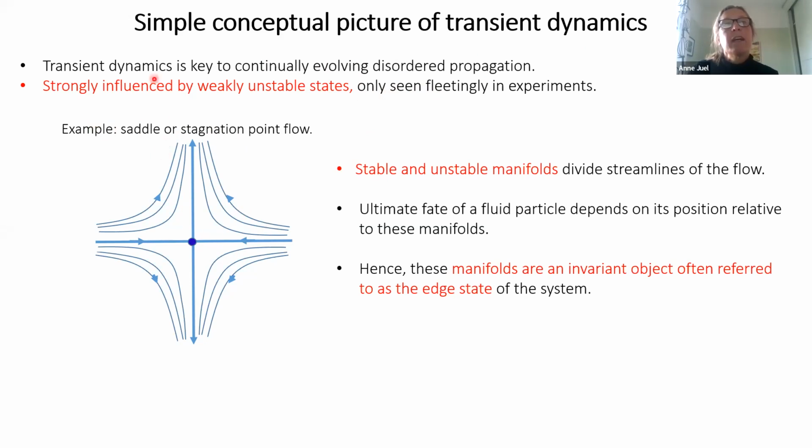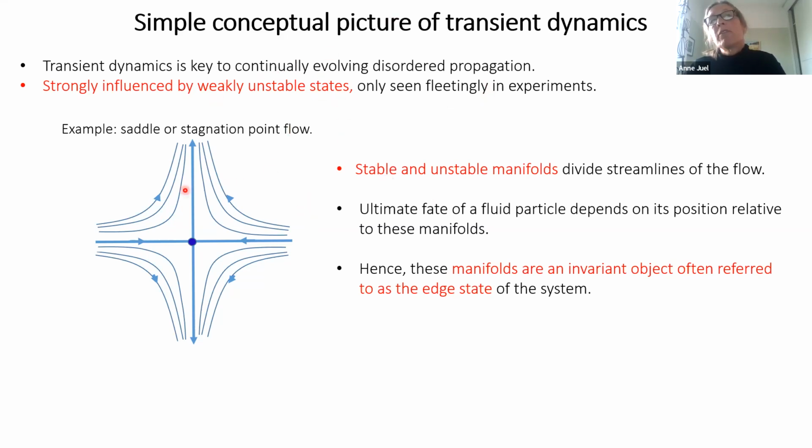And it's because essentially when you have a nonlinear system, like this one, where all the nonlinearity sits in the interface, then during transient evolution, the system tends to be strongly influenced not just by the stable states towards which it may be converging, but by all the weakly unstable states of the system, those that you only see fleetingly in experiments, but that are there nonetheless and that you can calculate theoretically.